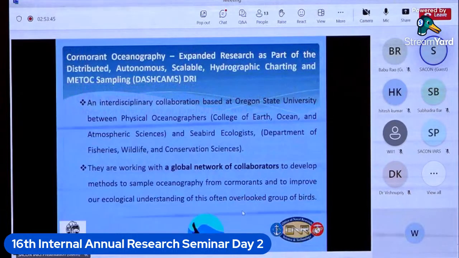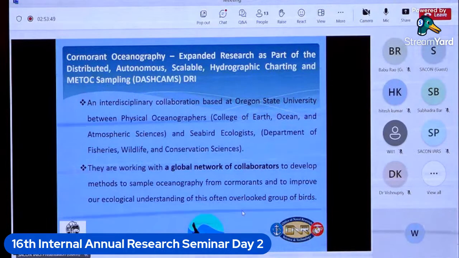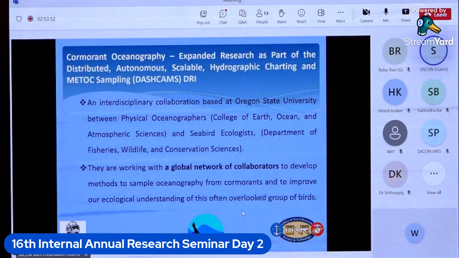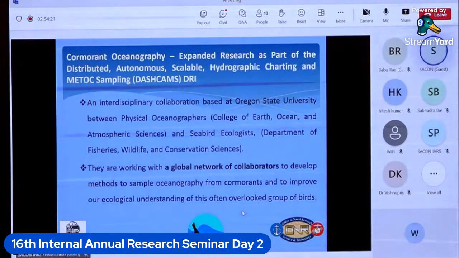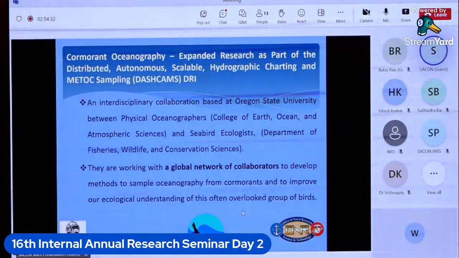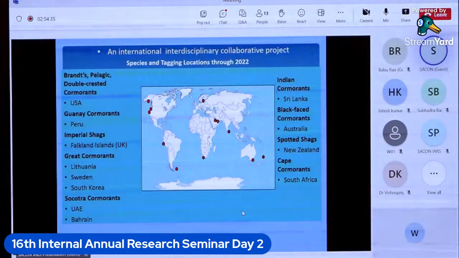Before I go on, the actual project is Cormorant Oceanography Expanded Research, which is part of distributed autonomous scalable hydrographic tracking methodological sampling. It is an interdisciplinary collaboration based at Oregon State University between oceanographers, geographers, atmospheric scientists, and a seabird ecologist with the Department of Fisheries, Biological Conservation Sciences. The whole project aims at taking a global collaboration of people to develop a method to sample the oceanography from the cormorants, to improve the ecological understanding of this often overlooked group of birds. So that's the whole idea behind this. We'll see in the next couple of minutes how the cormorants are going to be helpful in estimating oceanographic parameters.